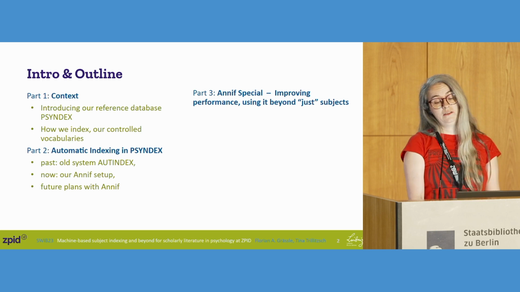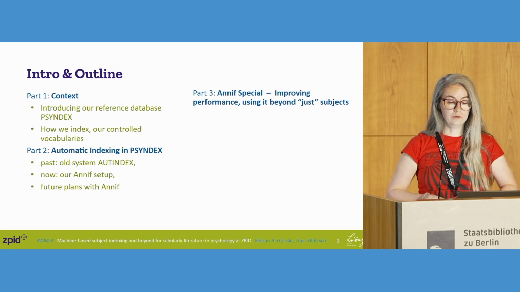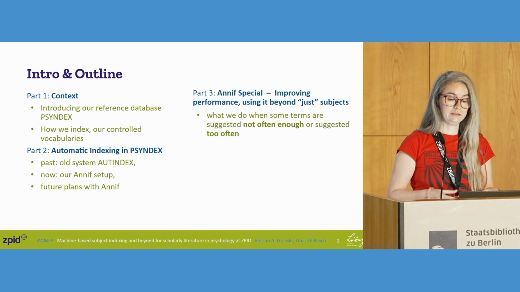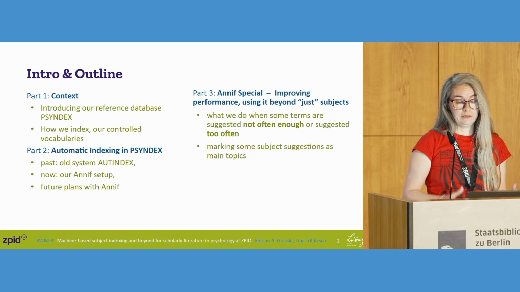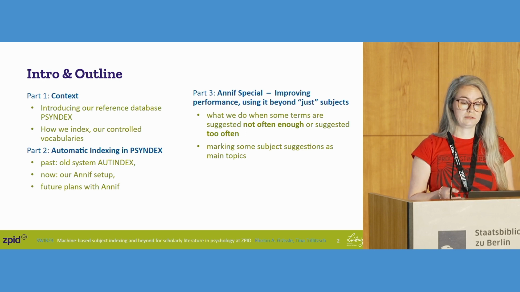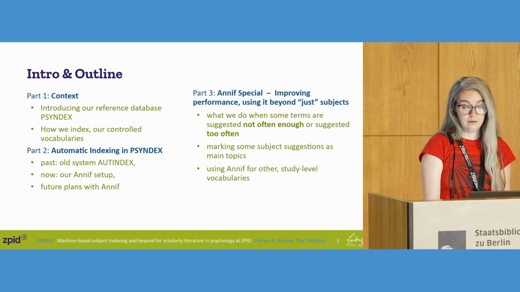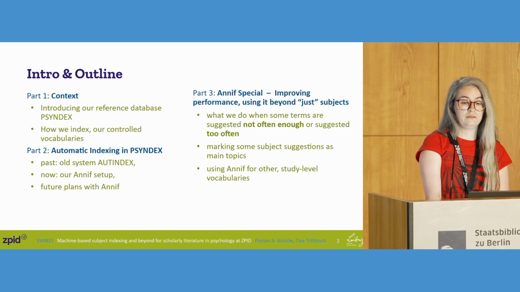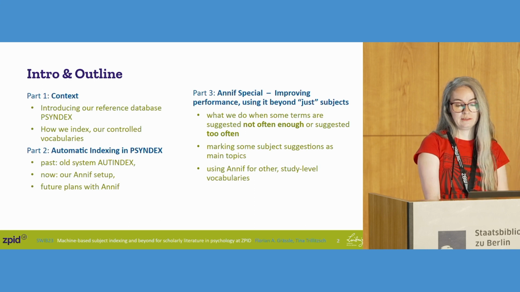And part 3 is our Annif special, where we're going to talk about a few special cases we found and how we dealt with them. Mostly what we do when some terms are suggested not often enough or suggested too often, and also how we try to mark some subject suggestions that Annif makes for us as main topics of a publication. And then also a little bit about using Annif for other vocabularies that are not strictly subjects, and more like study level vocabularies.